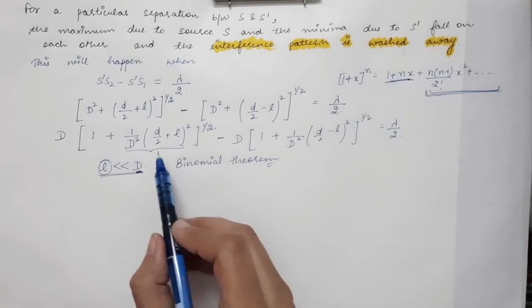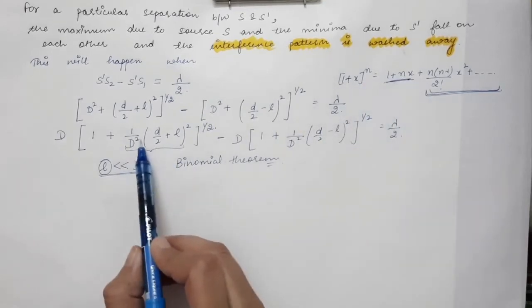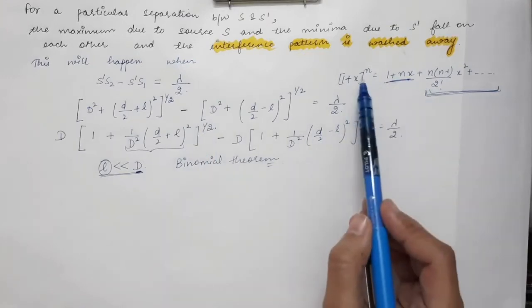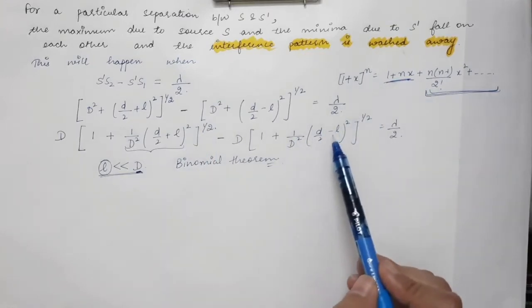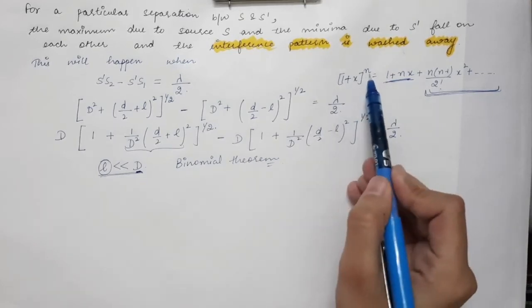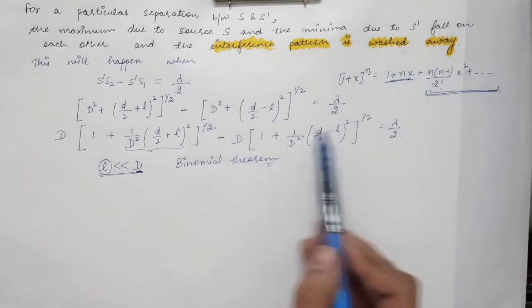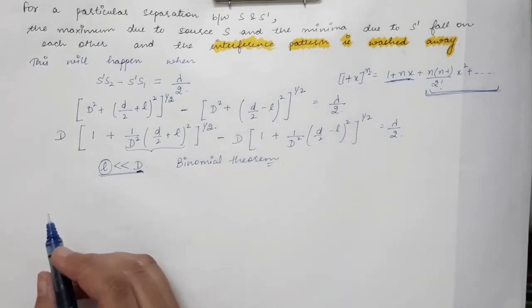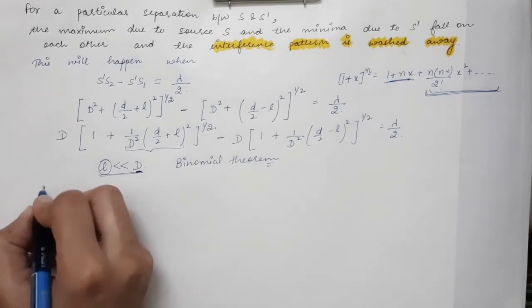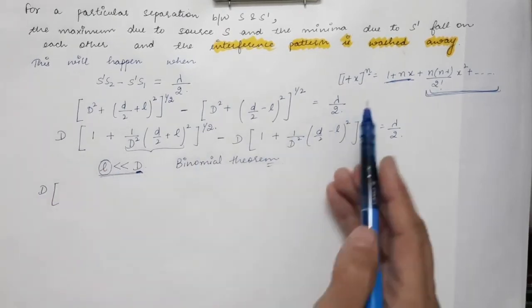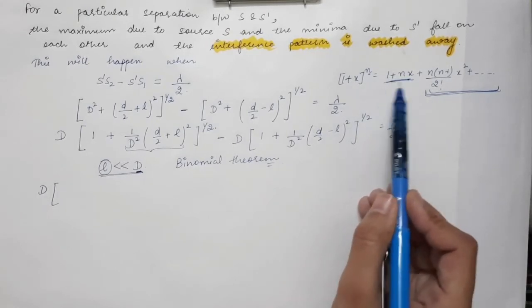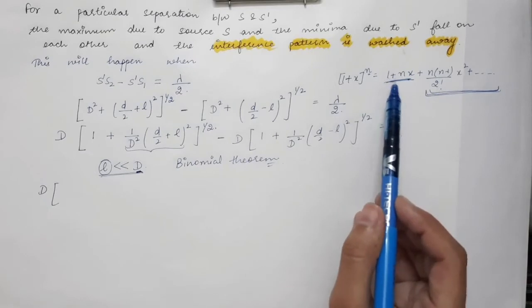So in the first expression, x is equal to 1/D² (d/2 + L)², and in the second term x is equal to 1/D² (d/2 − L)². Now we are going to use this expansion, and n is equal to 1/2. In both cases n is equal to 1/2. Now we are going to use the binomial expansion on each term. So capital D will remain as it is, and (1 + x)^n is nothing but equal to 1 + nx. We are using only the first two terms.